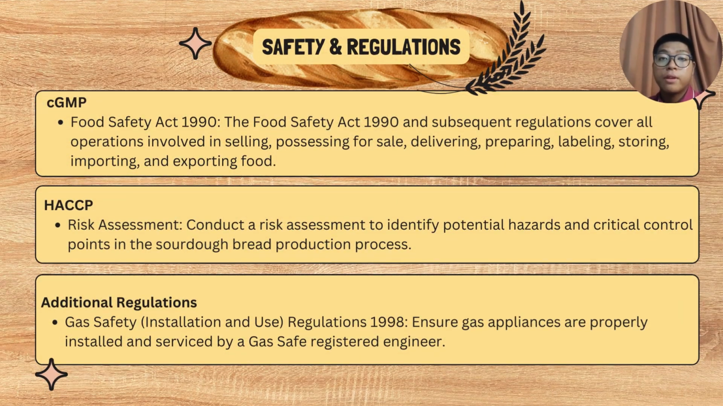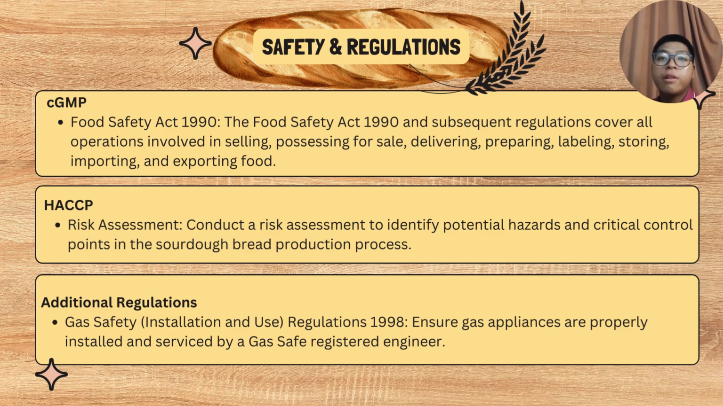So the next part of this report is safety and regulation. So the first safety and regulation is CGMP. So Food Safety Act 1990. The Food Safety Act 1990 and subsequent regulations cover all operations involved in selling, processing for sale, delivering, preparing, labeling, storing, importing and exporting food.